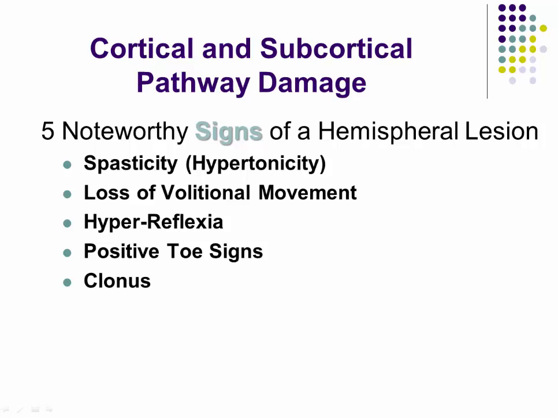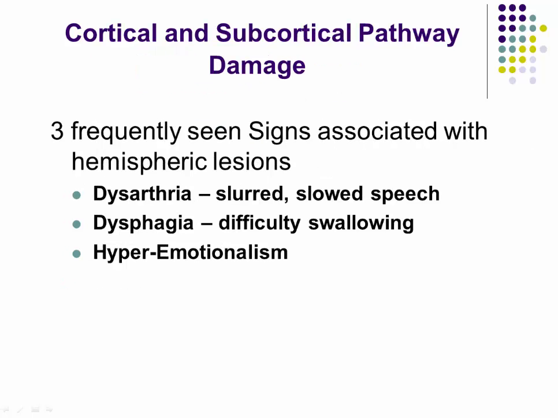Many times with cortical and subcortical pathway damage, in addition to the movement signs, you have these 3 signs that are frequently associated. The first one is dysarthria, where the individual has very slurred, slow speech. You have dysphagia, which is difficulty with swallowing, or hyperemotionalism. This may occur with right hemisphere lesions alone, and it's more associated with males than females.